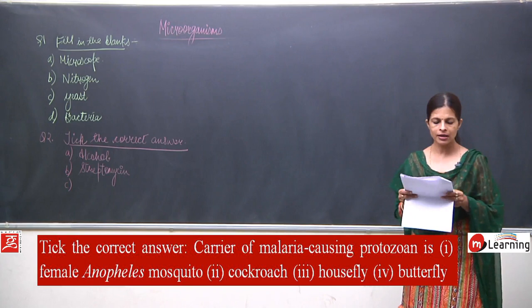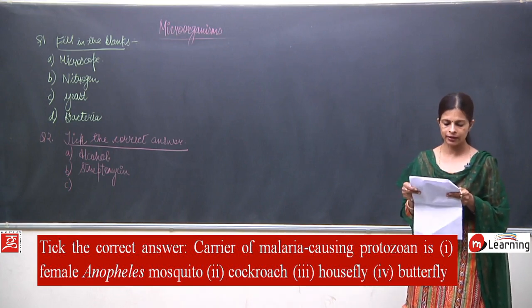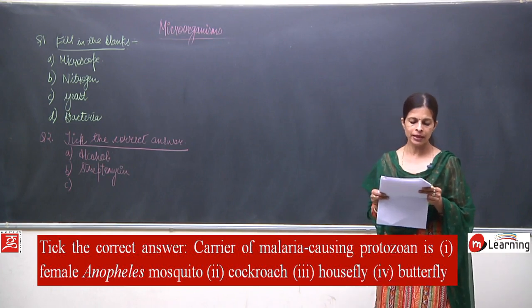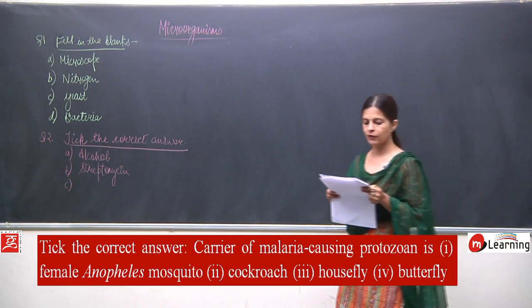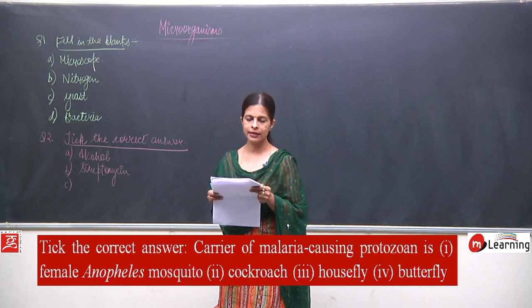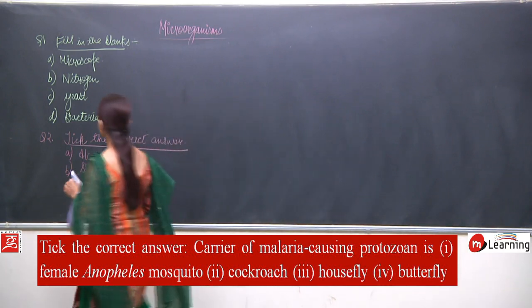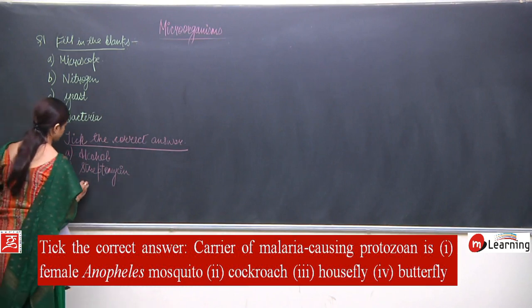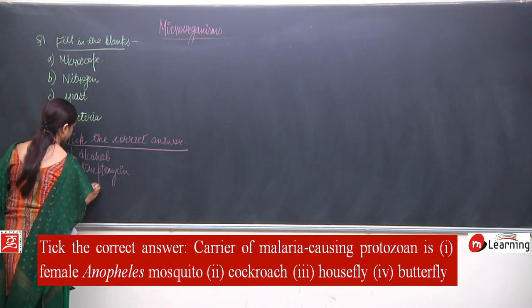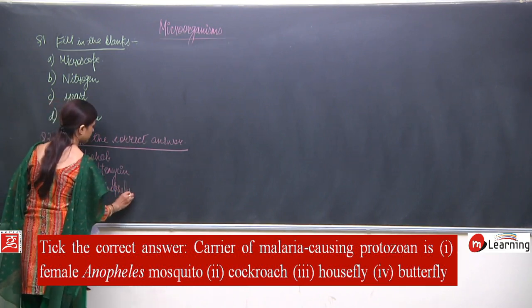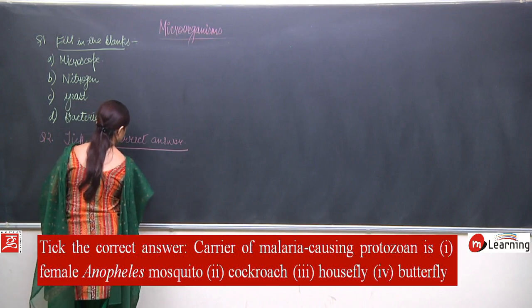So the question is asked in this way: the carrier of malaria causing protozoan is, first, female anopheles mosquito, definitely. Then second they have given cockroach, third housefly, and the fourth one is butterfly. But we know the first one is the correct answer, which is female anopheles mosquito.